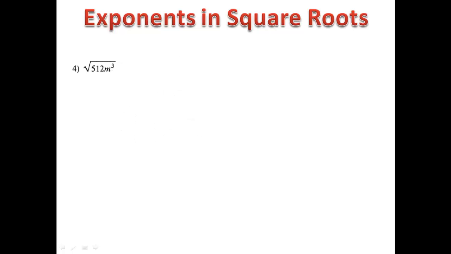Example 4 has something a little different. We have the square root of 512, m to the third. Once again, we'll break that down. 512 is 256 and 2. M to the third, well, let me break it down into a perfect square and a not perfect square. M squared is a perfect square. It's a power of 2. Square root of m is our leftover piece.